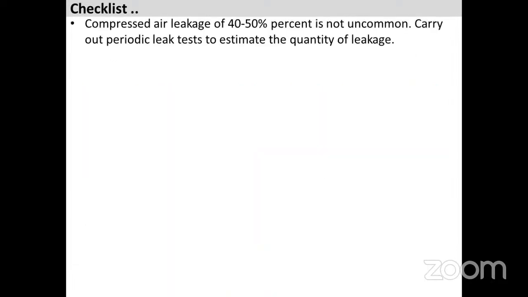Compressed air leakage of 40 to 50% is not uncommon. That means this is usual. They are telling it is usual. Carry out periodic leak tests.